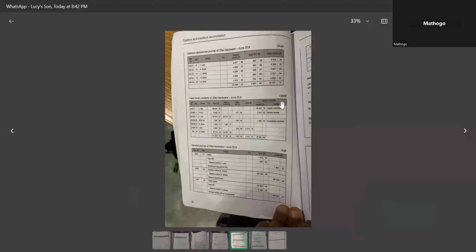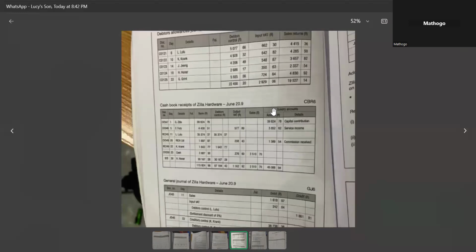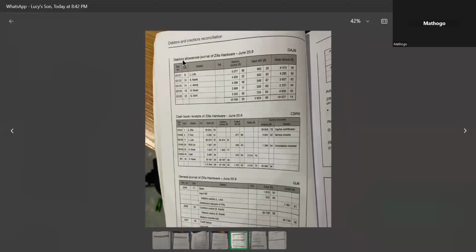Yes, sir. No stress. Now we are on the debtors allowance journal. So I'm going to do some analysis again, and then I'll show you which column is important and where it goes. So we're looking now at the debtors allowance journal. First of all, we need to understand, and this is for the month of June, so they're reflecting everything that took place in the current month.